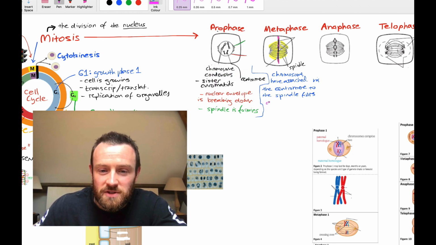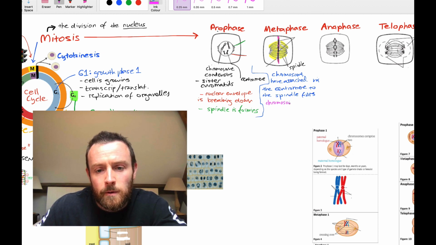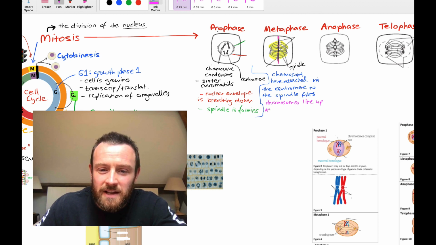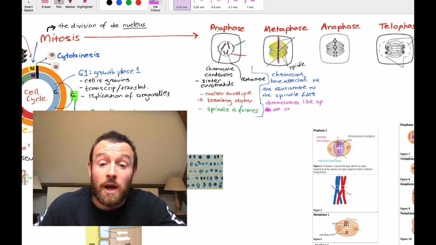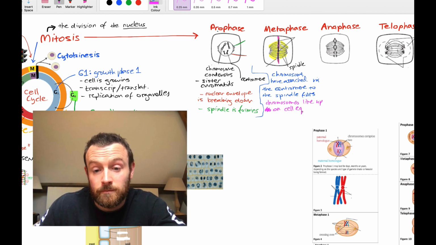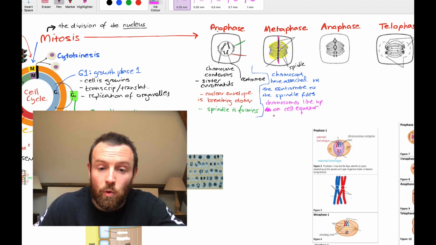So did I say cells line up? I meant chromosomes if I did. Chromosomes line up, sorry, let's be specific, on the cell equator, or you could say the metaphase plate. Those are the same things.